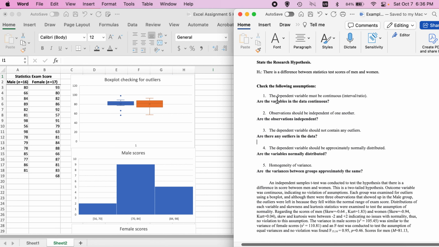Now we have to consider different assumptions. We need to make sure that the dependent variable, which would be this score, the outcome here, is continuous. So we know this is continuous. It's a 0 to 100 scale. You can get an 80.5%. You have the ability to have that and it be a valid score. So we're going to call this a continuous variable.